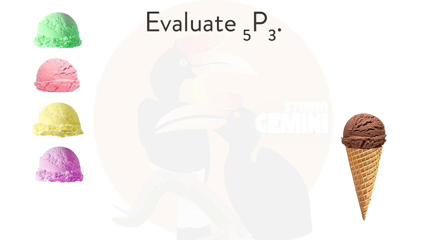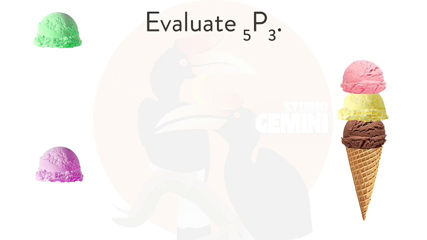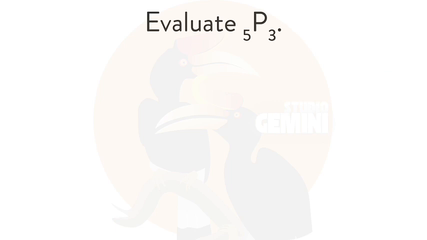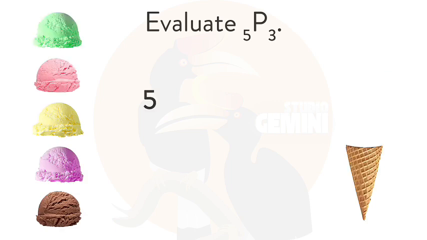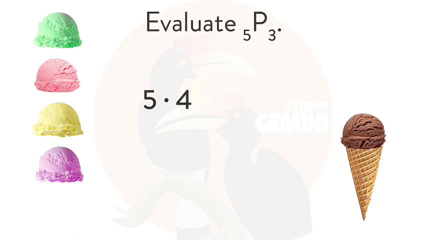Once we've chosen the first scoop, we now only have 4 flavors to choose from for the middle scoop. And finally, 3 flavors to choose from for the top. So after we make a choice, we have 1 fewer option for the next selection. Again, for this problem, we have 5 choices for the bottom scoop, 4 choices for the middle scoop, and 3 choices for the top scoop.